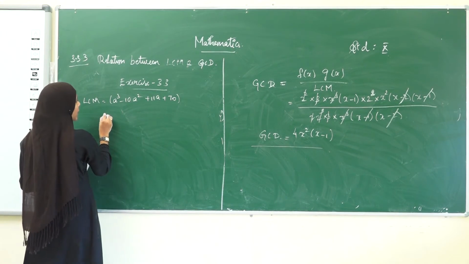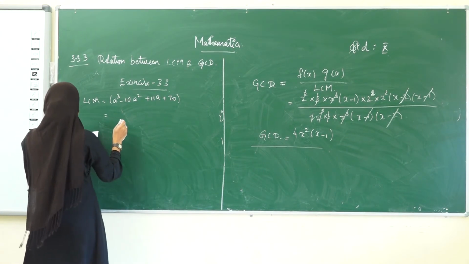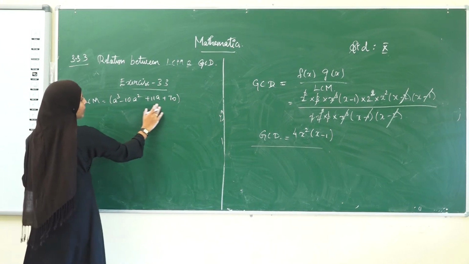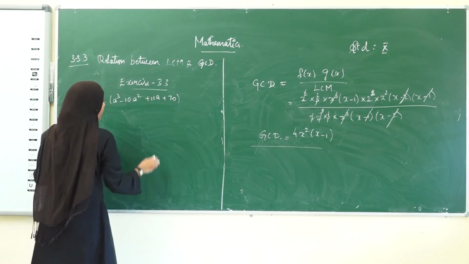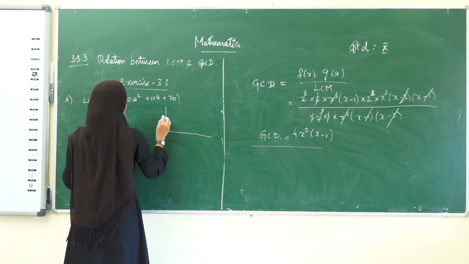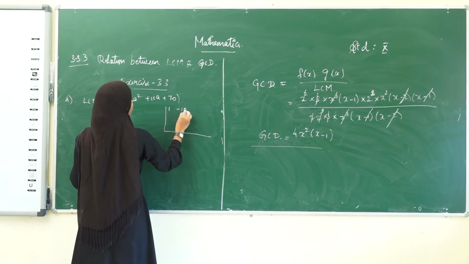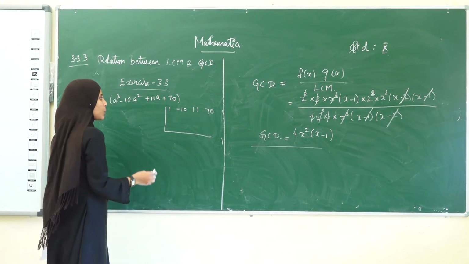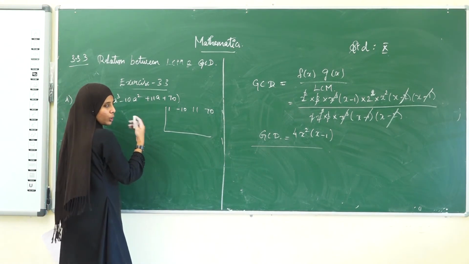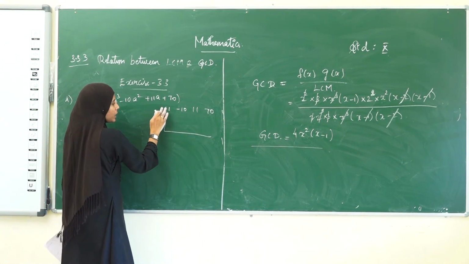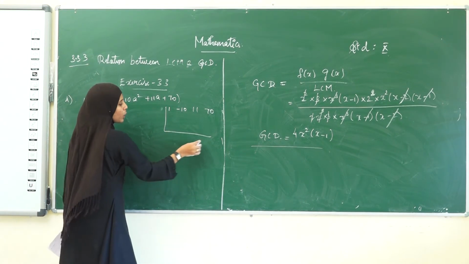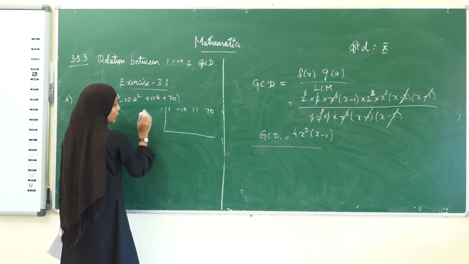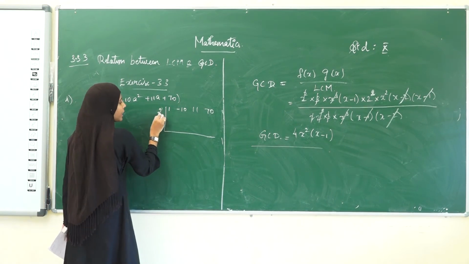Now we are going to expand this. How can we expand this? See, this is of degree 3. So we can expand this in this format: 1, minus 10, 11, 70. We have to substitute numbers like 2, 3, etc. For which number do we get the remainder 0? We will take that one as the root.